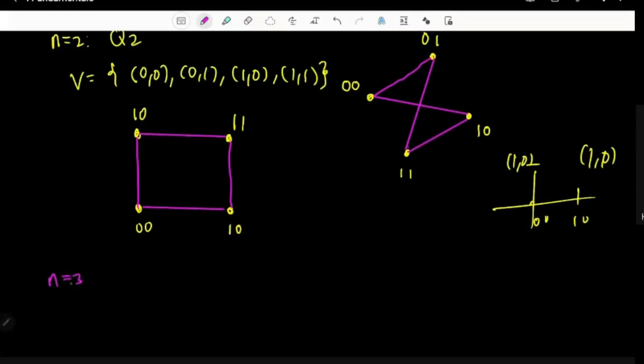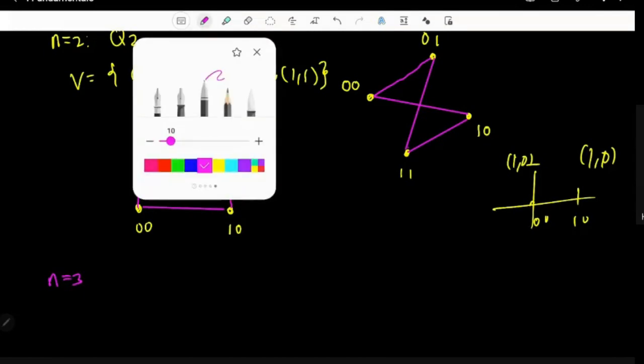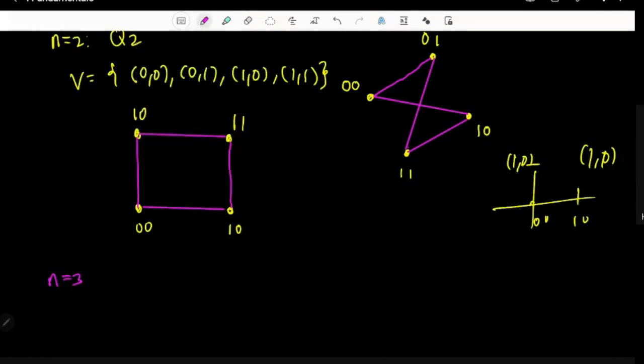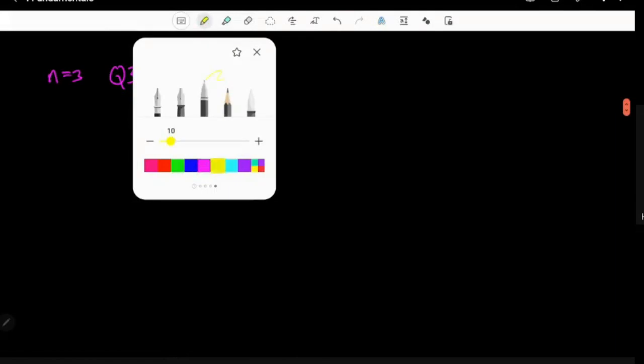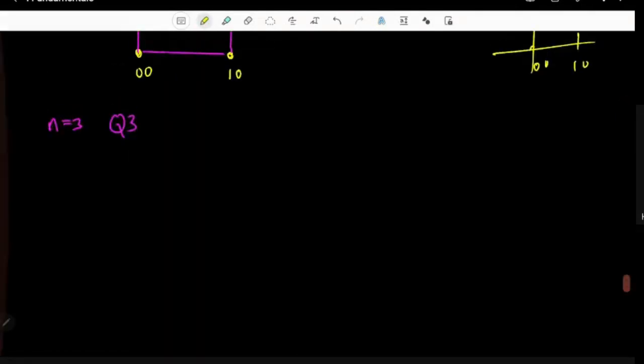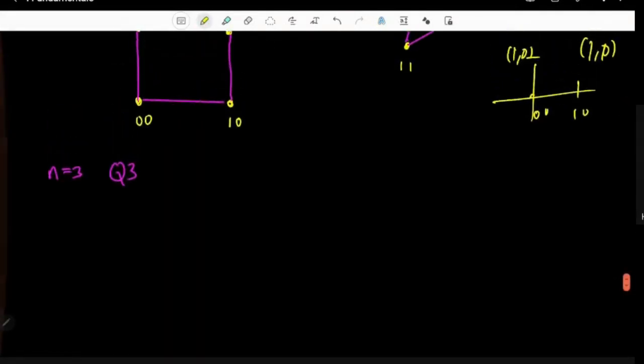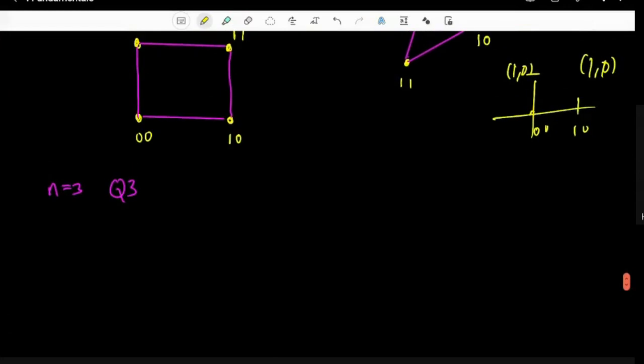How about n equals 3? Now, this is a little bit trickier than usual. So, what does Q3 look like? Sorry, let me change the color of my pen. So, Q3 will look like this. It should have 3 coordinates, right? So, the coordinates are 0, 0, 0, 0, 0, 1, and so on.